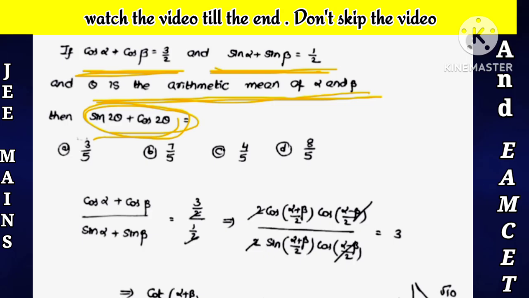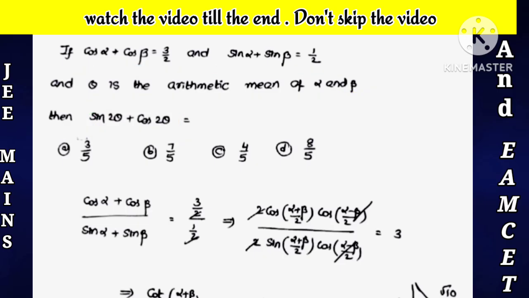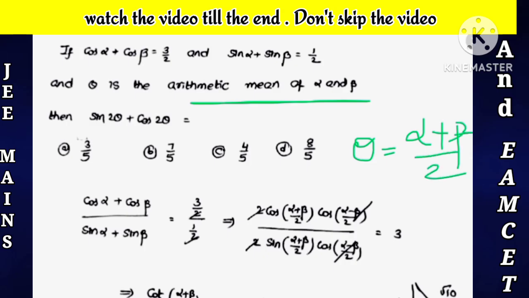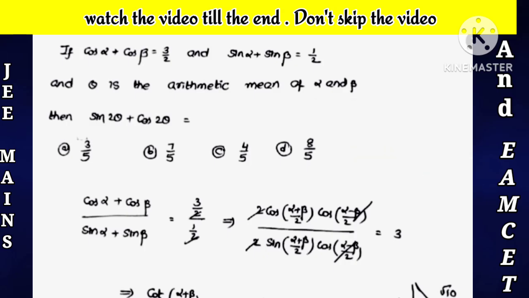What is the given data here? Cos alpha plus cos beta is equal to 3 by 2. And the second condition is given as sin alpha plus sin beta is equal to 1 by 2. What you have to find? Sin 2 theta plus cos 2 theta. But what is theta here? Theta is nothing but the arithmetic mean of alpha and beta. That is, the value of theta is equal to alpha plus beta by 2. Okay, this is the value of theta. So, understand all of you?